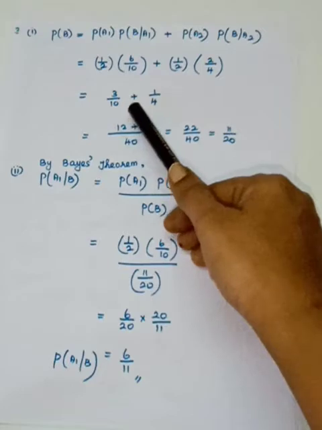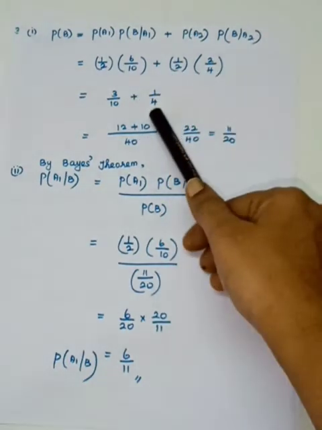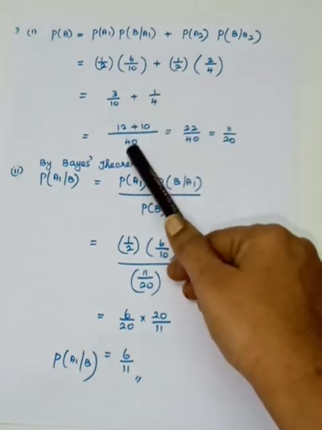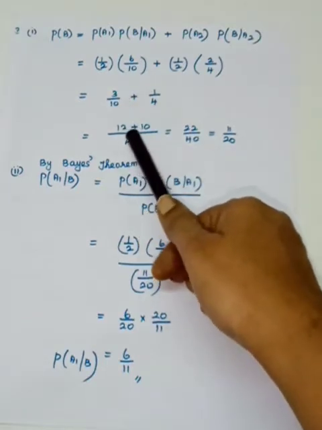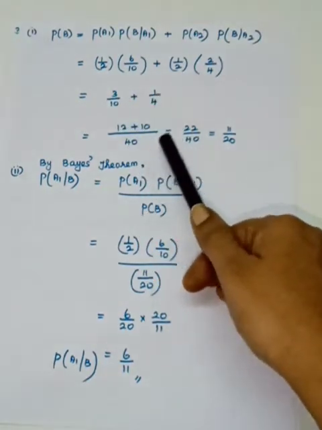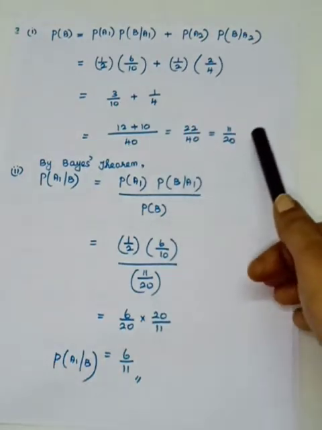So 3 by 10 plus 2 getting cancelled. It is 1 by 4. So what is the LCM? LCM is 40. So therefore it is 3 into 4 is 12 plus 10 into 1 is 10. So the answer is 22 by 40, that is 11 by 10.